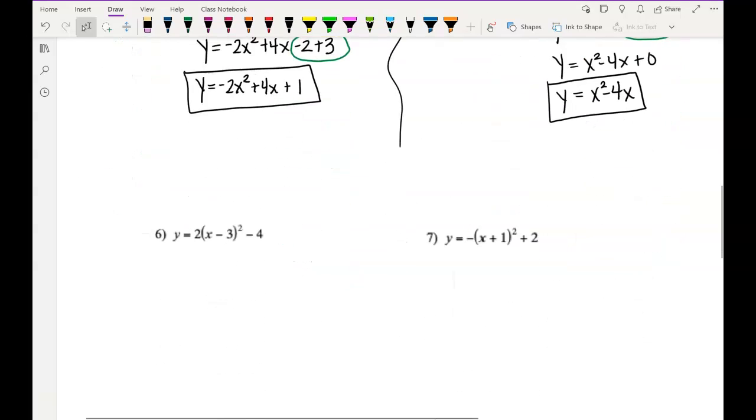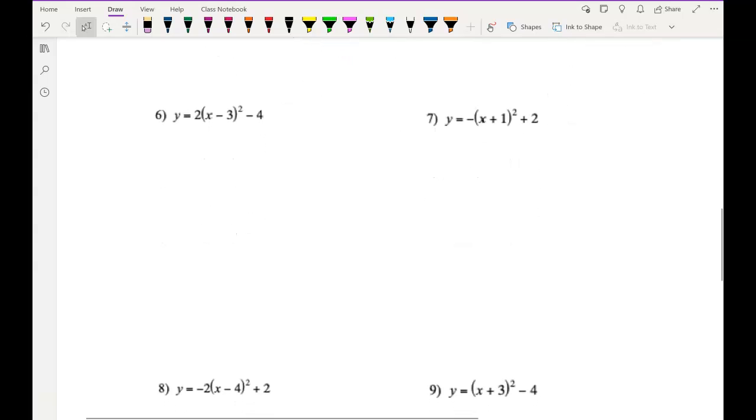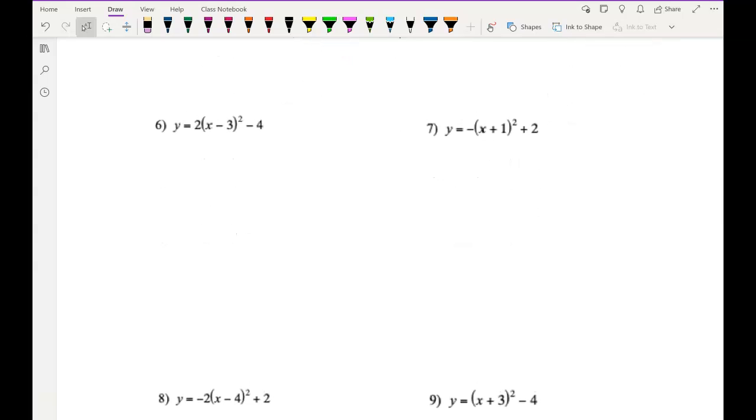All right, so let's look at a couple more together here. Number 6, y equals 2 times the quantity x minus 3 squared minus 4. So again, the first thing will be to take care of multiplying out that quantity. So what does the quantity x minus 3 squared equal?